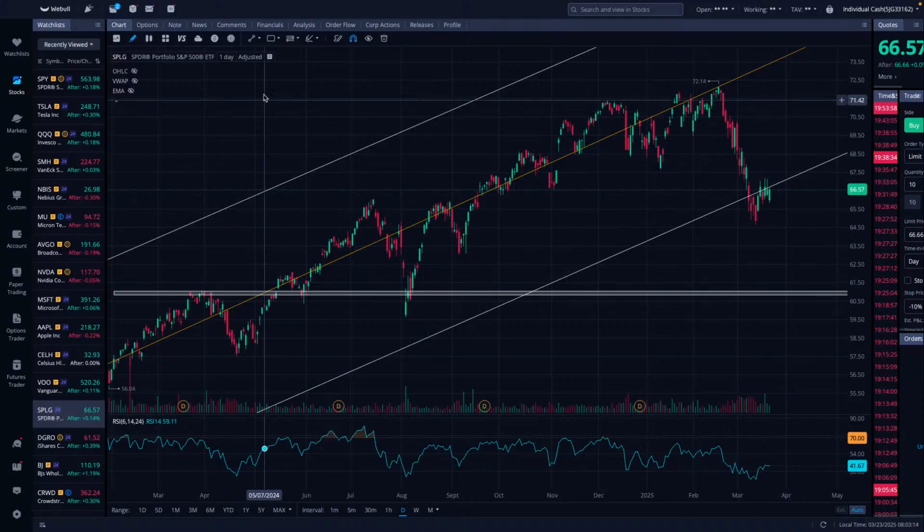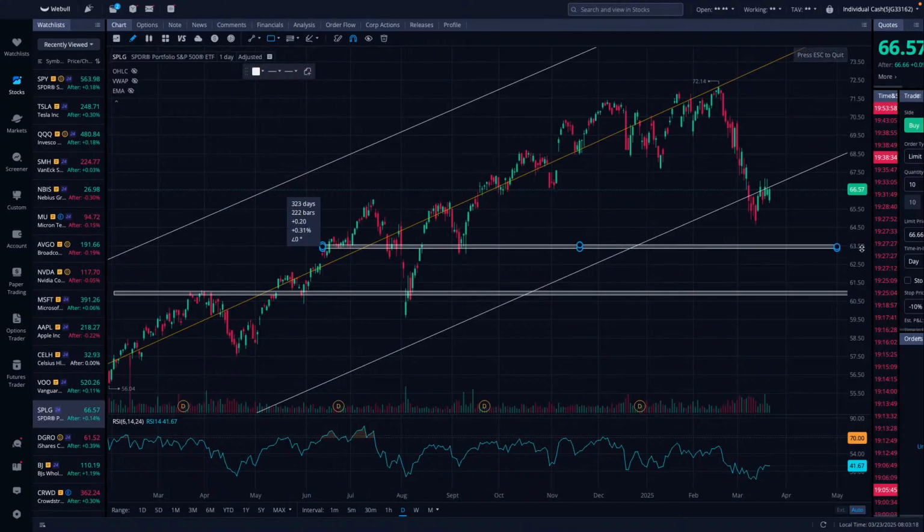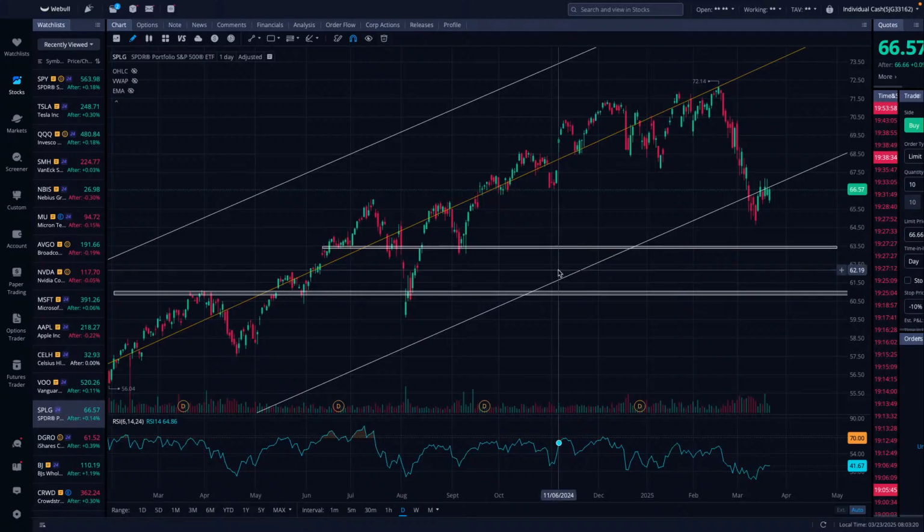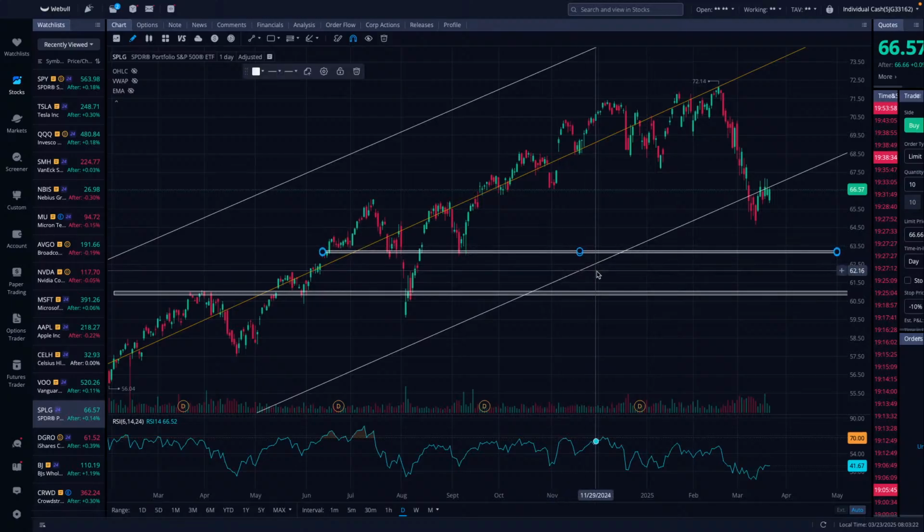I think a realistic level where you can start thinking about dollar cost averaging in even more, which I think when it comes to S&P 500, I would just buy it. You can look for that 63 level, but then if worst case scenario, you're looking at $60. So I definitely would be cautious on that.